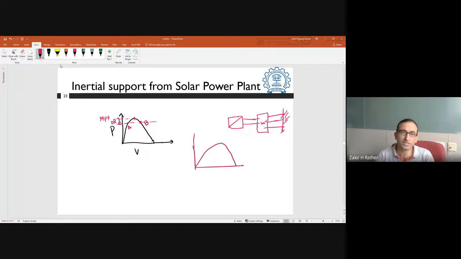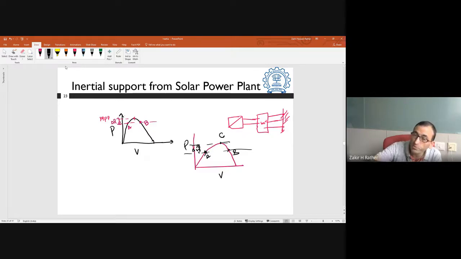So what will happen is you have two possible operating points, A and B. This is power, this is voltage. Now, before going further, if you operate at a suboptimal point, you have a margin of delta P with you. And the control of the solar PV system is very fast. It's a power electronic control. So you can very quickly bring this operating point from A to C, or B to C, depending on where you are operating it. You can quickly bring it to the MPP point.